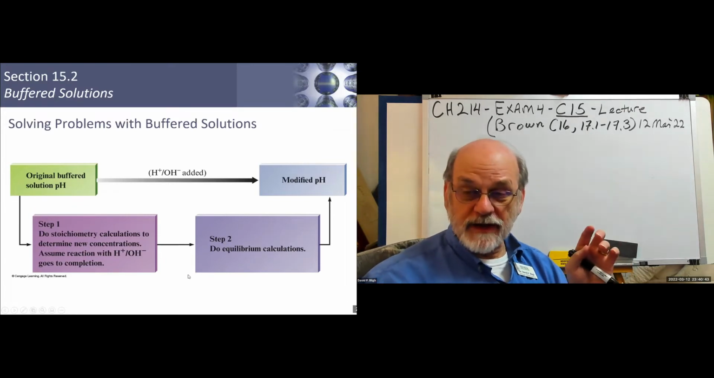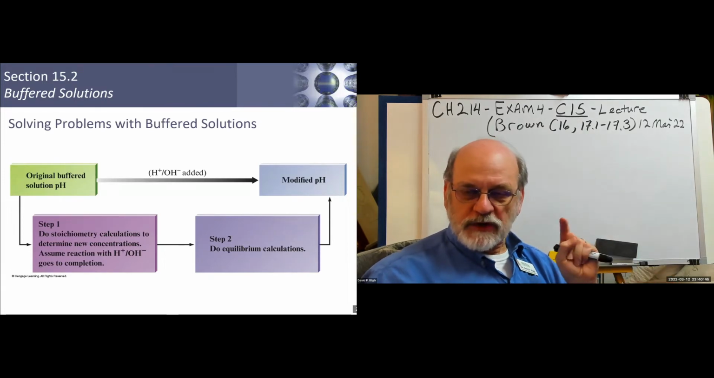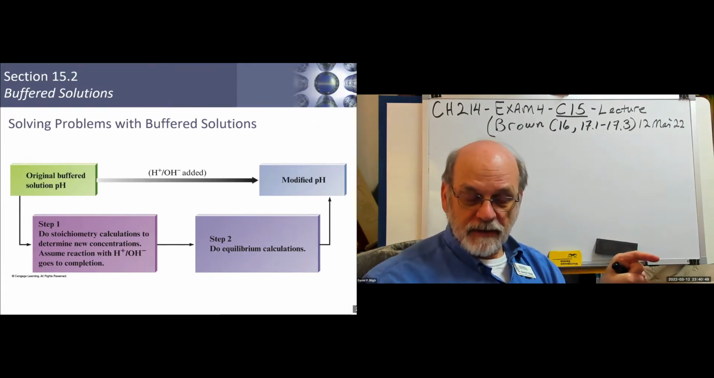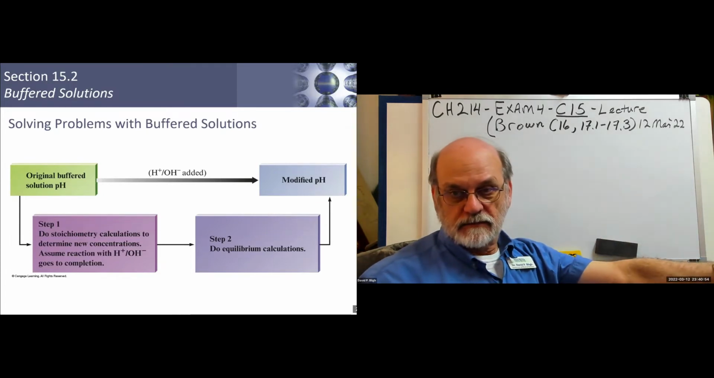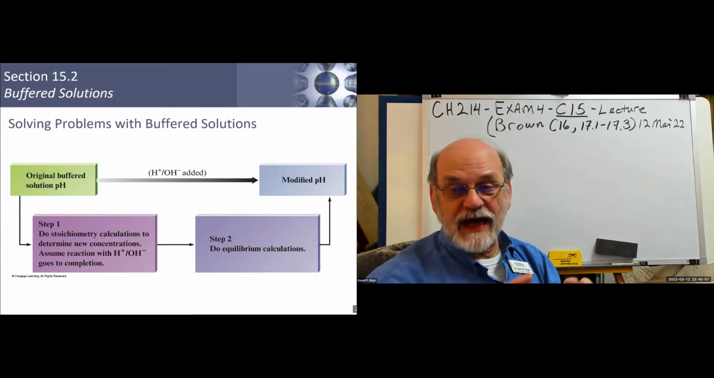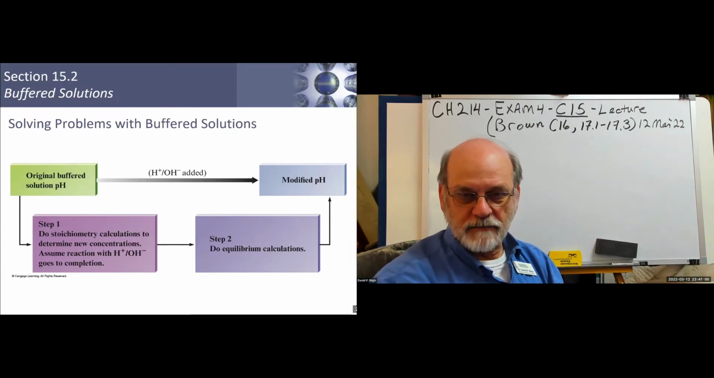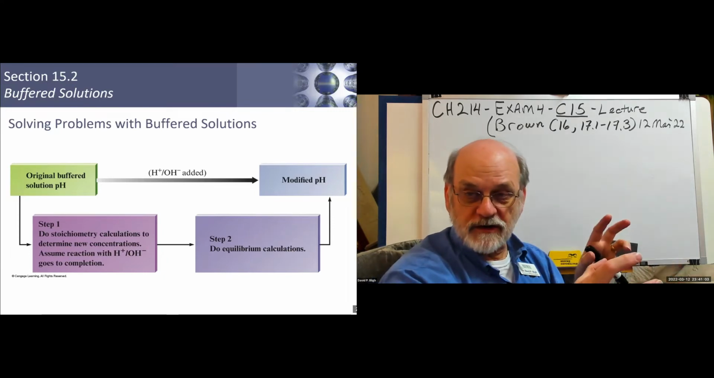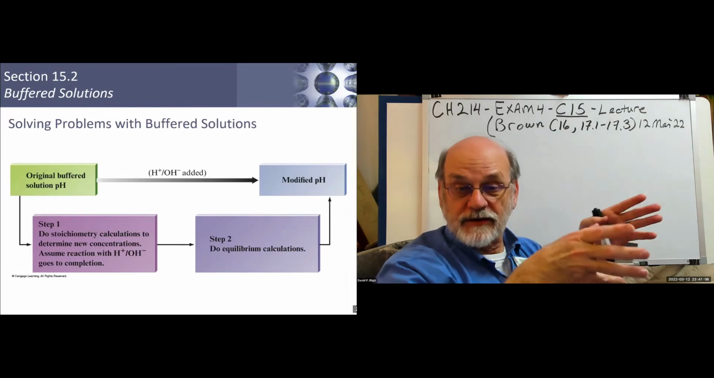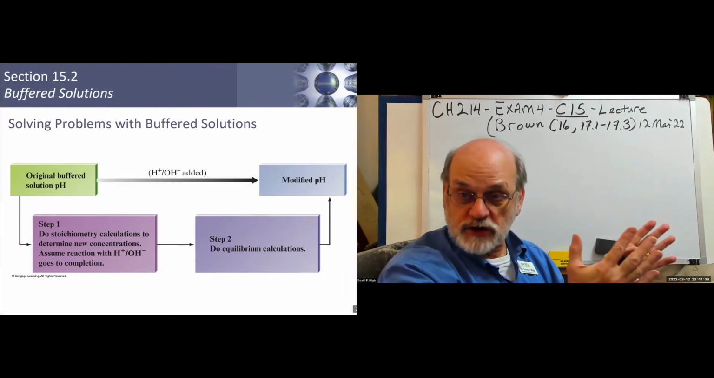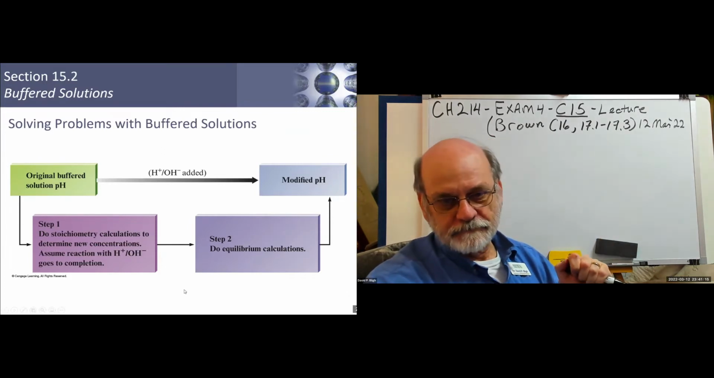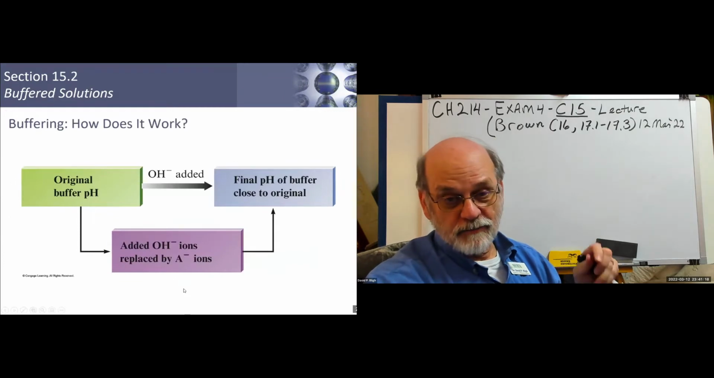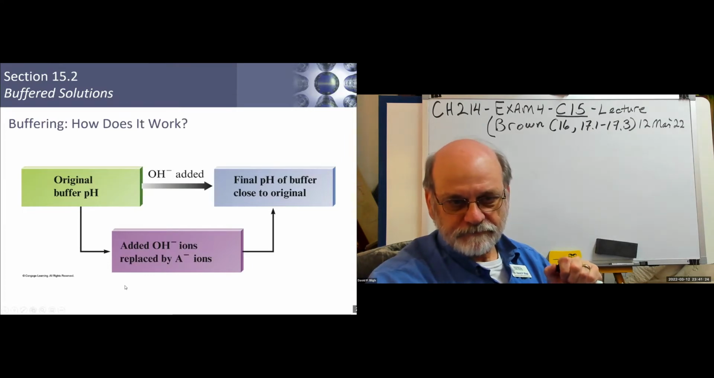So when I say stoichiometry, what I mean is when you add an acid or a base to a buffered solution, you treat it as if the reaction goes to completion, right? Everything you add is consumed in the reaction. And then once you've established that situation, you treat that in your ice table as an equilibrium situation, and then it will shift back. And that will give you the final answer for pH calculation. And like I said, it'll make a whole lot more sense if we work a problem or two. Okay.